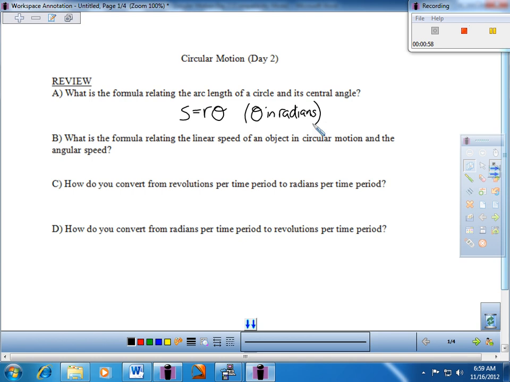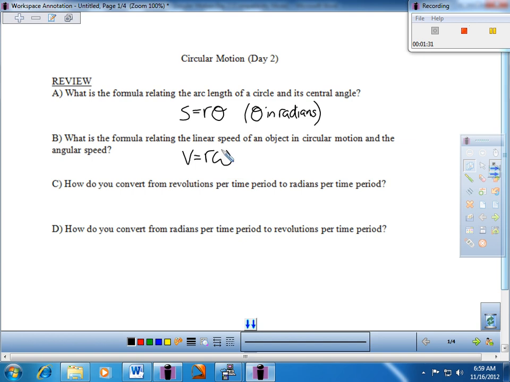Okay, then letter B. What is the formula relating the linear speed of an object in circular motion and the angular speed? If you remember correctly, the linear speed we denoted with V. Angular speed, if you remember, we denoted with that lowercase omega. We really just called it W, as it looks like a fancy W. So the formula relating those two, again fairly simplistic to work with, is V equals R W.